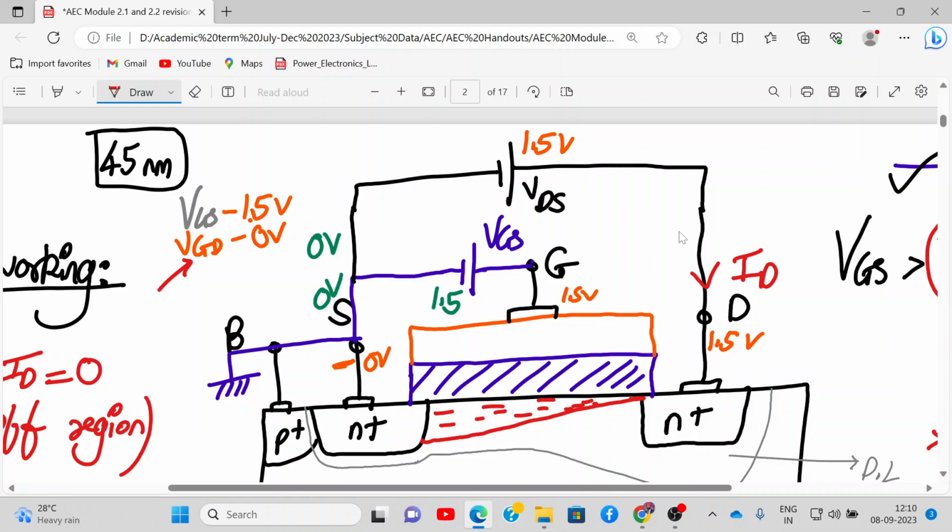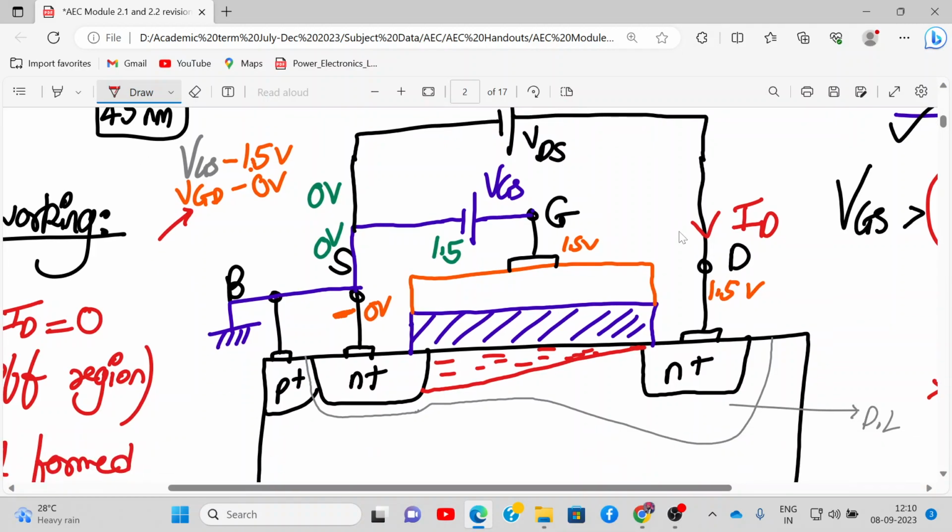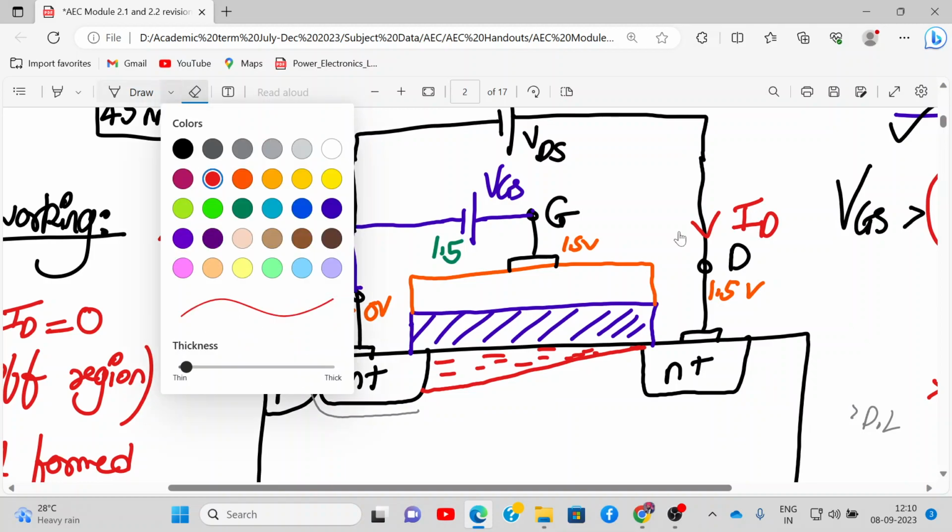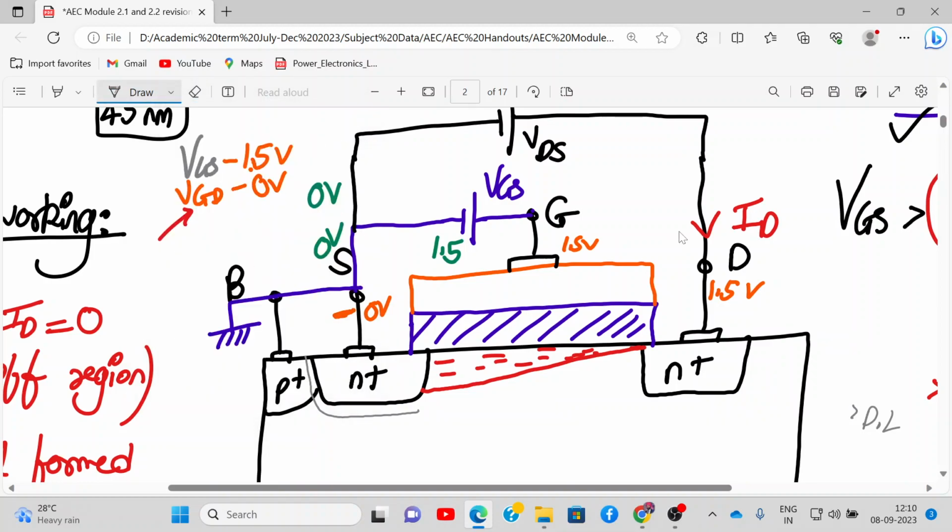At 1.5, the gate's control over the drain will be gone. Gone means gone. So the N channel will disappear at the drain end. It will only be there over here. And what about the depletion layer? The depletion layer will extend even more. It will be like this, even more. Depletion layer width will increase now as we increase the reverse bias voltage. So that is what is happening.